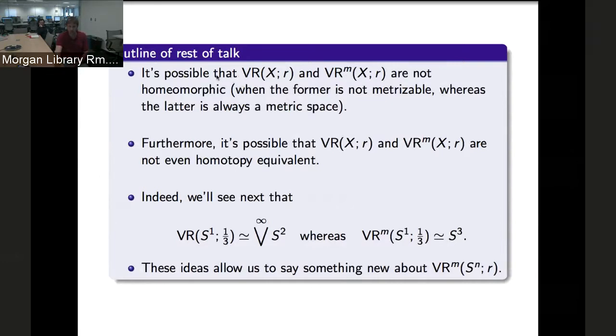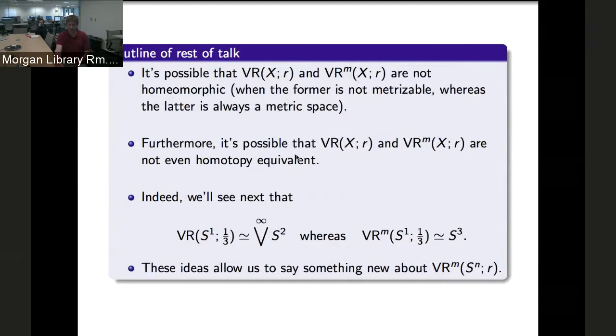We've already sort of seen that the Rips complex and its metric thickenings might not be homeomorphic. In settings where this simplicial complex is not locally finite, it's not metrizable, and that means it can't be homeomorphic to any metric space. So to see that the simplicial complex and the metric thickening aren't always homeomorphic, you just observe that the simplicial complex sometimes isn't metrizable, which means it can't be homeomorphic to any metric space, whereas the metric thickening on the right is a metric space.